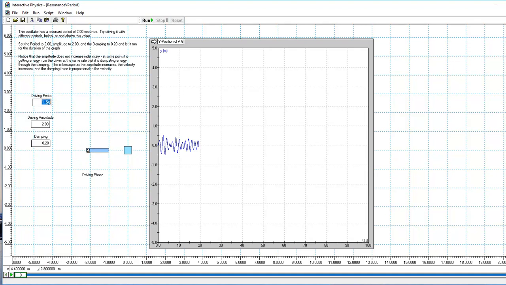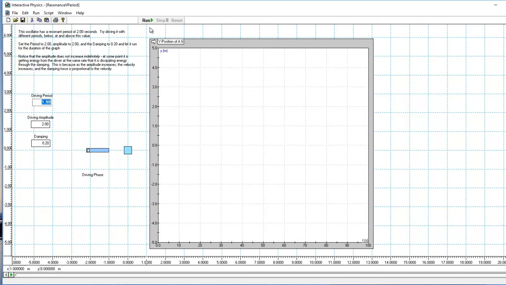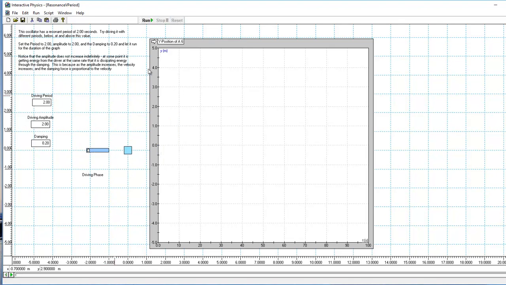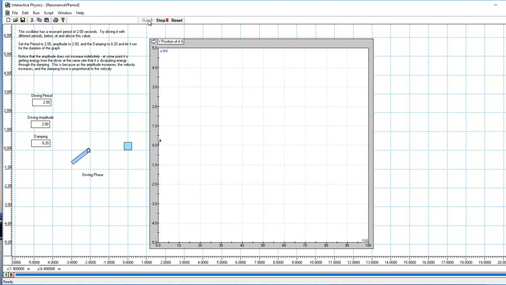If I get it really close to the resonant frequency, let's say we try 1.9. Remember, the resonant frequency is 2. This thing will, of course, do something more spectacular. It gets a lot bigger. And then, of course, if I match the resonant frequency and type in 2.0 there, this amplitude will get quite large.